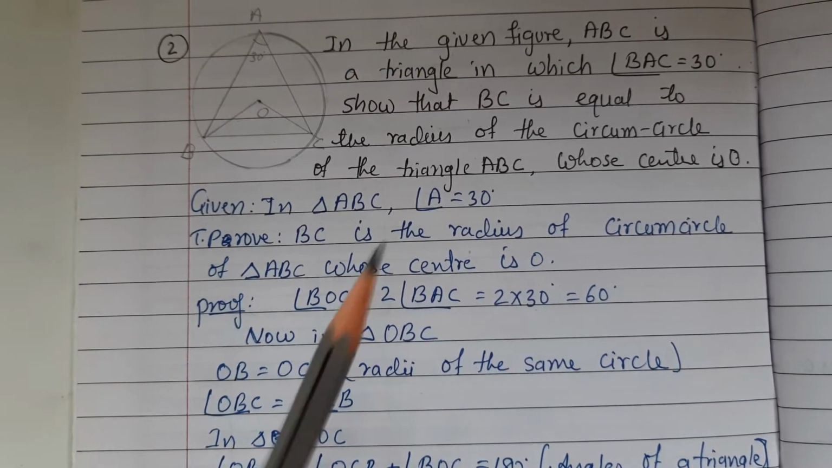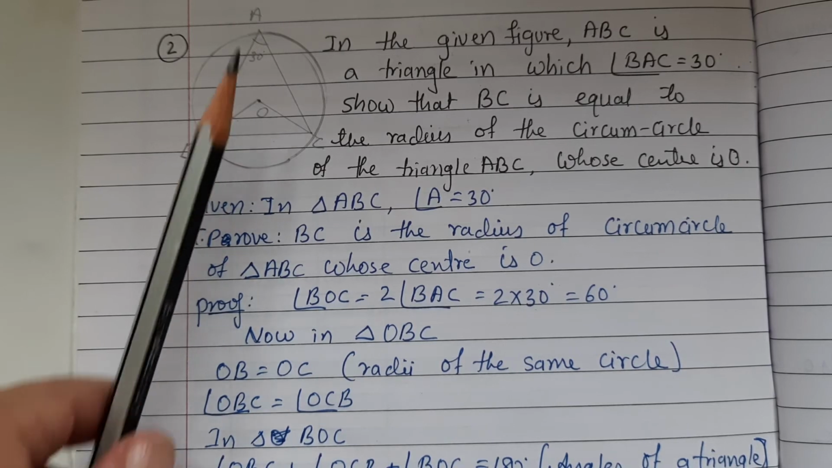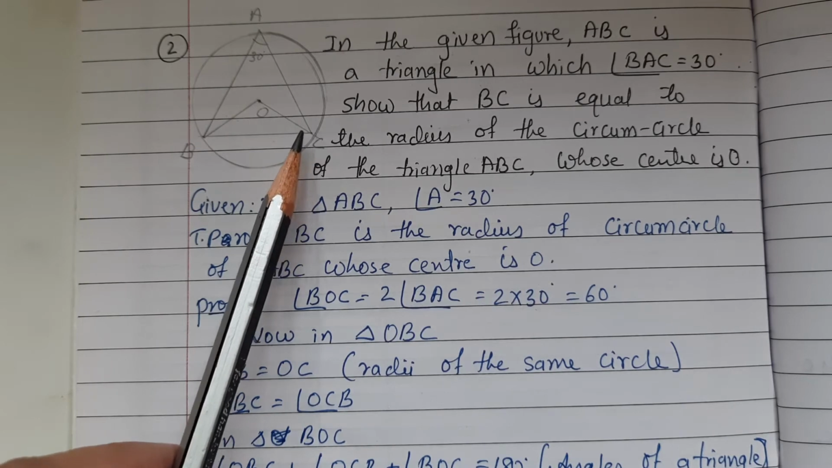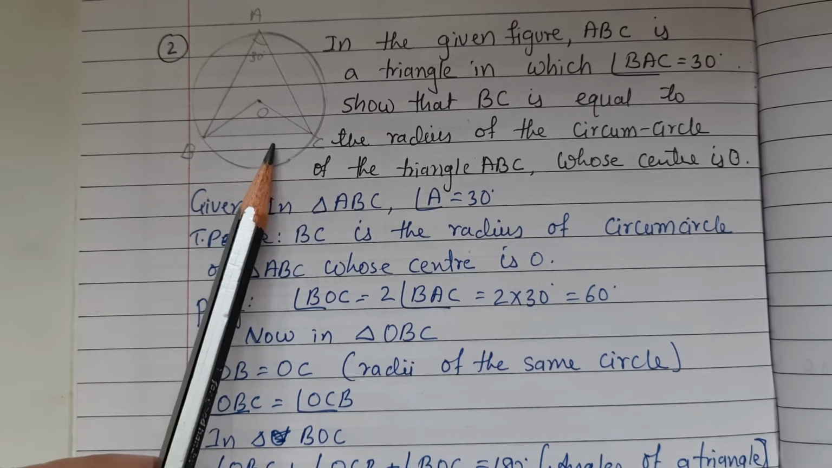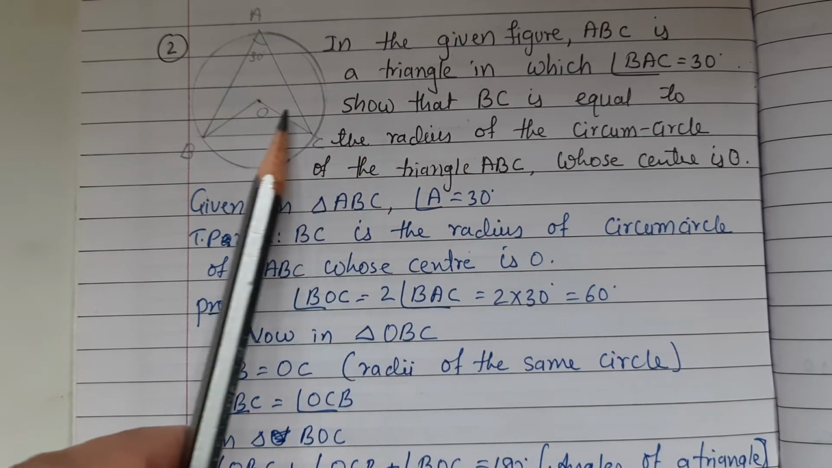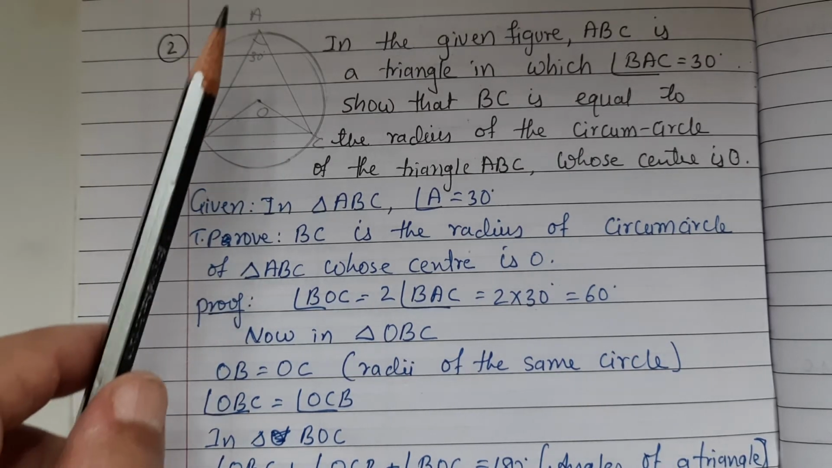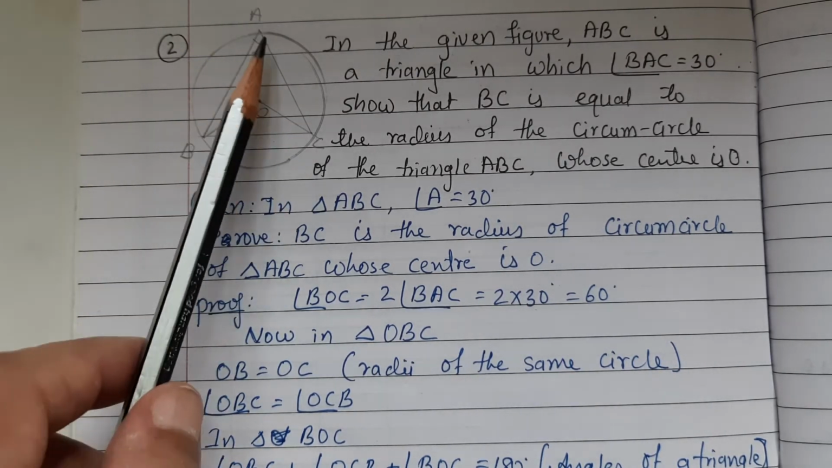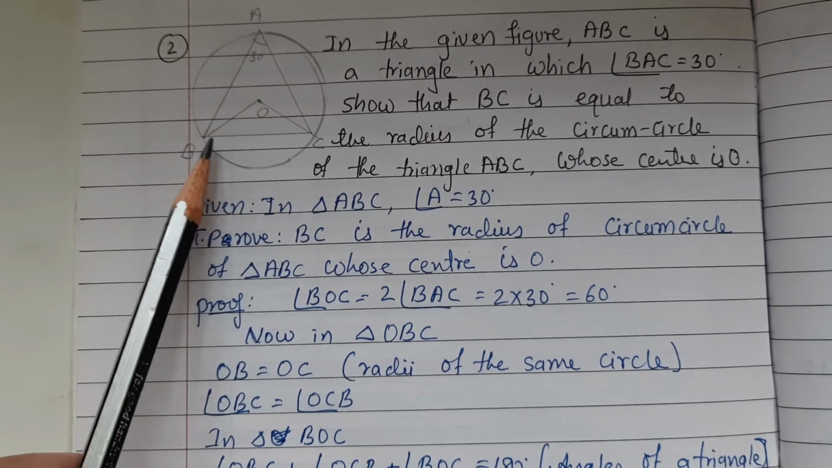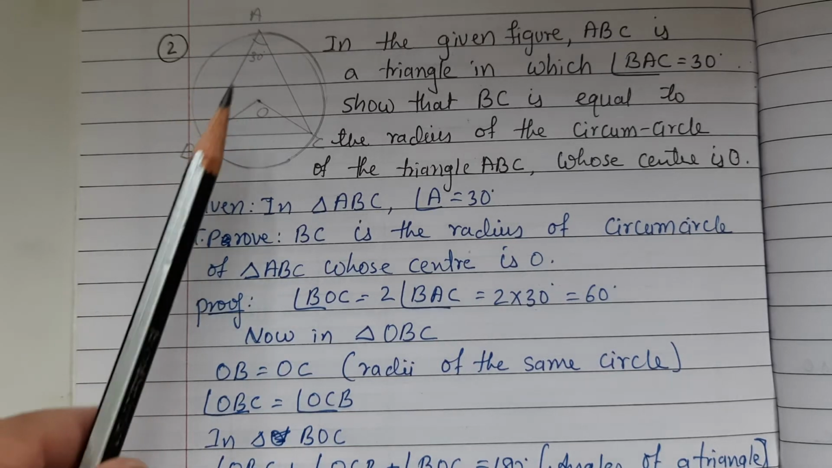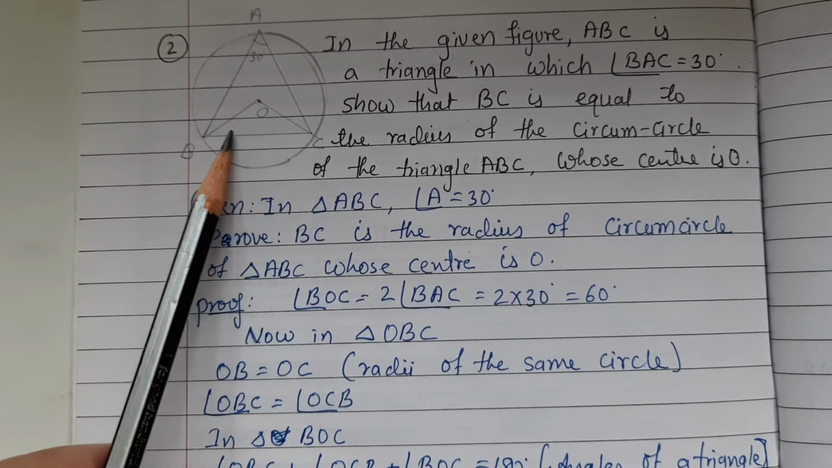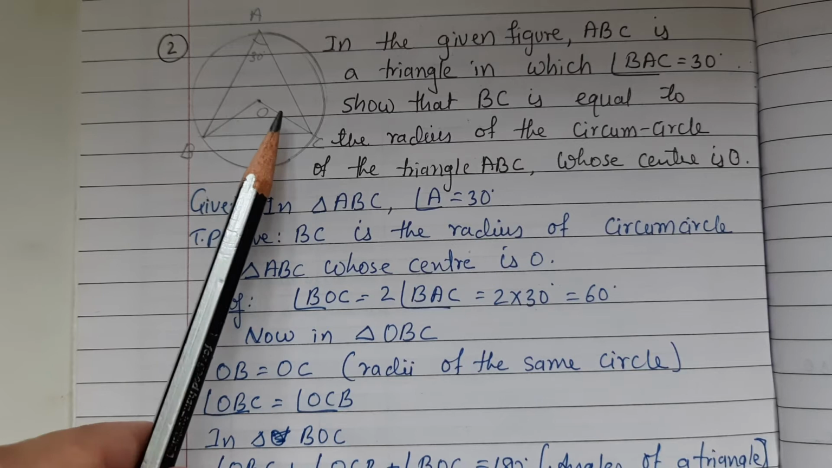Sum number 2. In the given figure, ABC is a triangle in which angle BAC is equal to 30 degrees. Show that BC is equal to the radius of the circumcircle of triangle ABC whose center is O. Given triangle ABC, angle A 30 degrees. To prove BC is the radius of the circumcircle of triangle ABC whose center is O. It means BO is equal to BC is equal to OC.